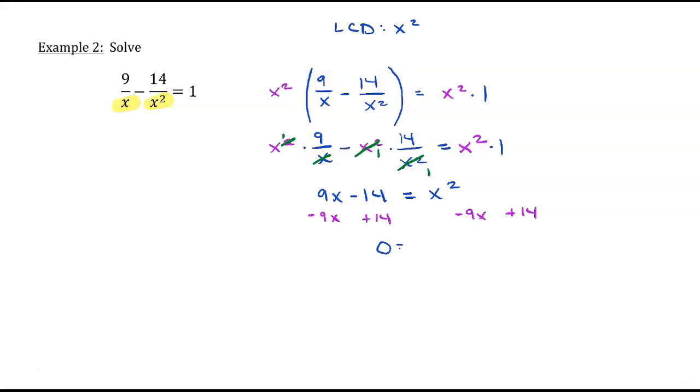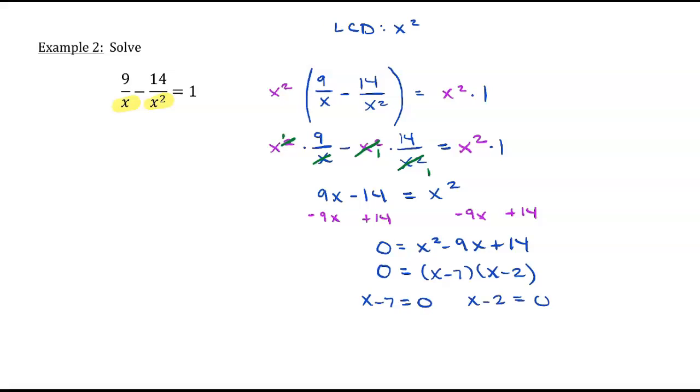So we have 0 equals x squared minus 9x plus 14. The quadratic expression on the right can be factored as x minus 7 times x minus 2. And using our zero factor property, we know that this means that x minus 7 can equal 0, or x minus 2 can equal 0. If x minus 7 is equal to 0, then x is equal to positive 7. And if x minus 2 is equal to 0, then x is equal to positive 2.